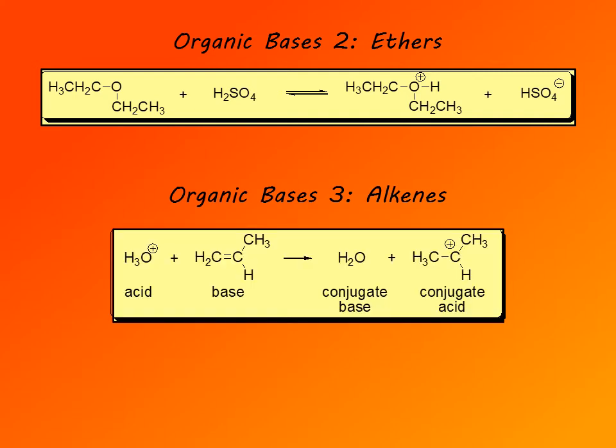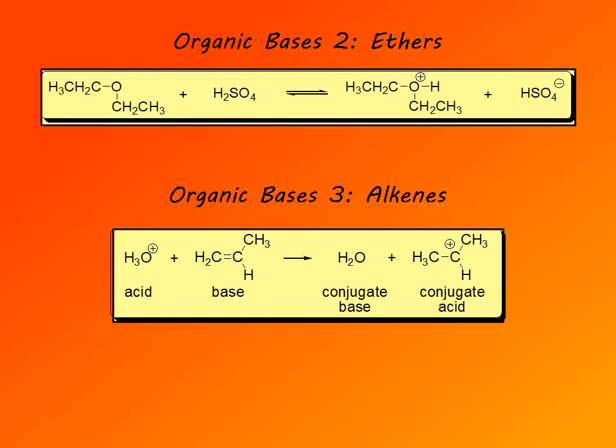Another class of organic bases, which we often don't think of as bases because we look at their reaction mechanisms a little bit differently, but they are bases because they are proton acceptors, are alkenes. So alkenes are readily protonated by acids to give conjugate acids, carbocations. And again, we covered conjugate acids a few minutes earlier. So the conjugate acid, carbocation, is an organic acid.